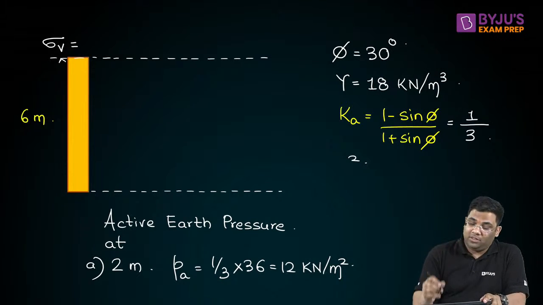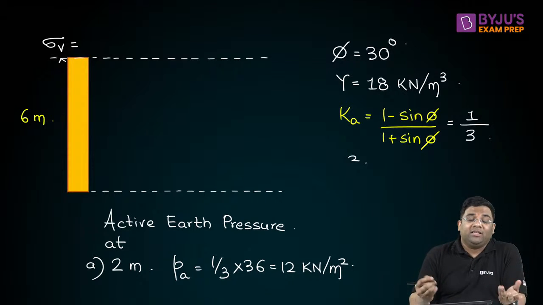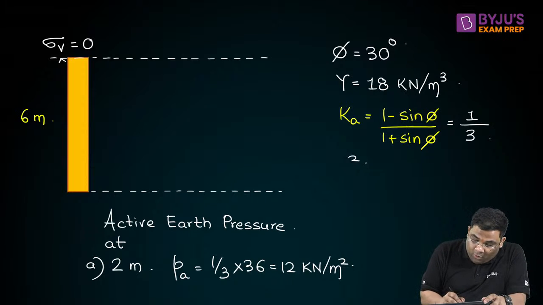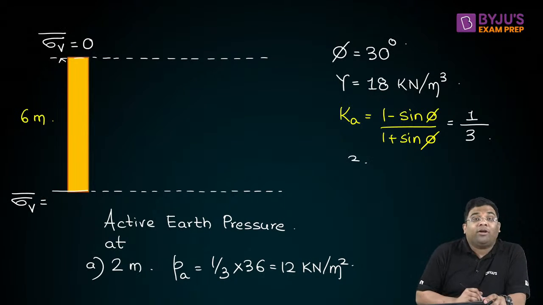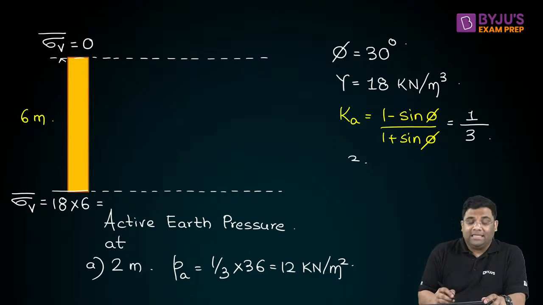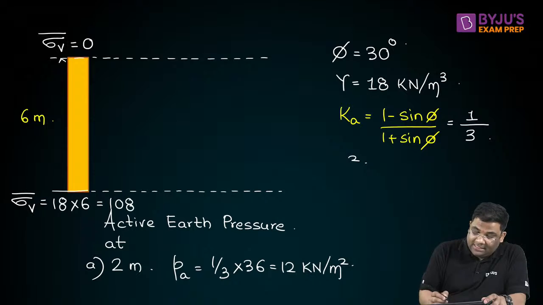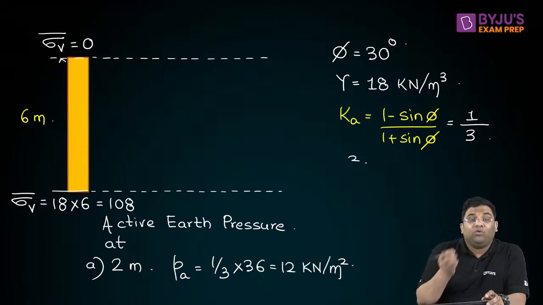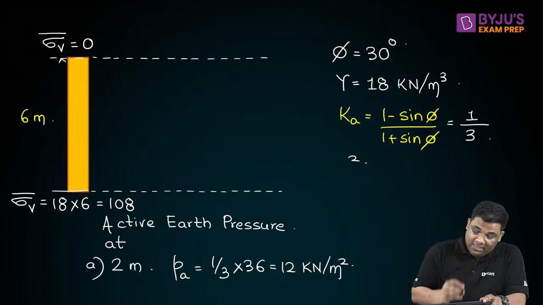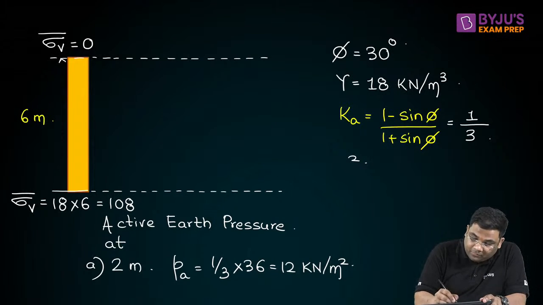At the top of the backfill, the vertical stress will be 0, right? At bottom of the backfill, what will be the vertical stress? It will be the unit weight into 6, giving me how much? This will be 108, right? So I can say the vertical stress is 0 at the top and 108 at the bottom.